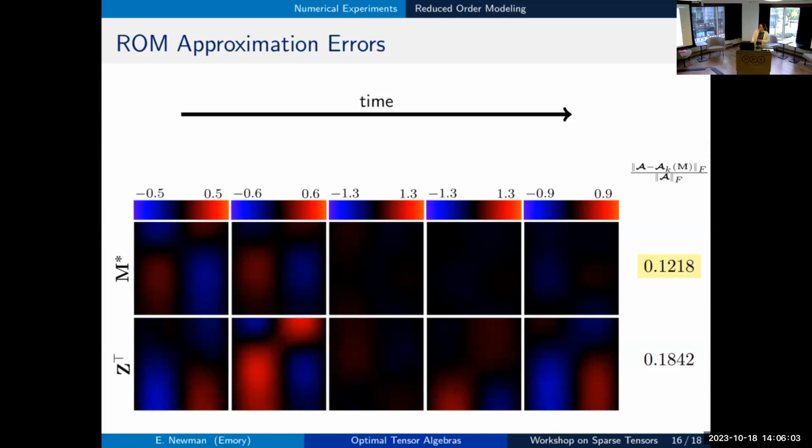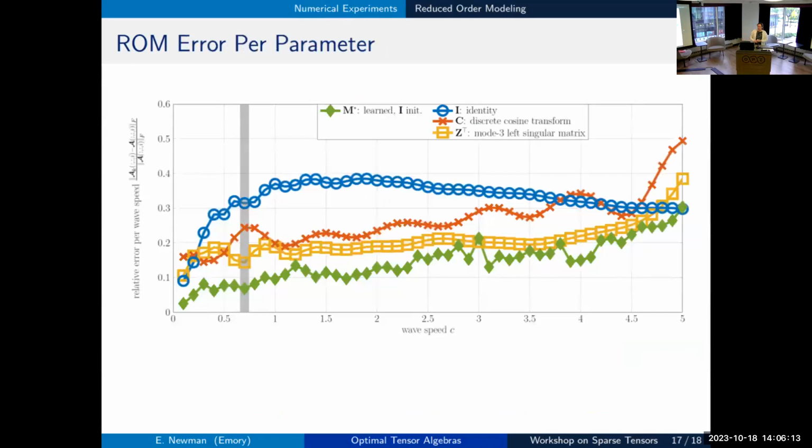So you might have thought I just pulled this particular example out because it looks good. How did we do for every parameter? Well, here you see that this green line with the filled in diamonds, that's our method. And we're trying to have as small relative error as possible. And we see that for different wave speeds, we're consistently the lowest, except for maybe a few points, compared to the three other approaches we discussed. The gray line is the example I showed you before, but we're doing well kind of across the board.